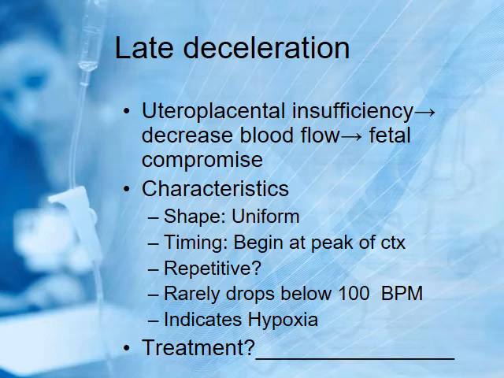The characteristics: they are uniform, just like the earlies are. They begin at the peak of the contraction. They may or may not be repetitive. They can just happen once in a while. They're still a late. They rarely will drop below 100 beats a minute, and they do indicate hypoxia. The treatment for these is to increase oxygenation to the mom, however you have to do that.